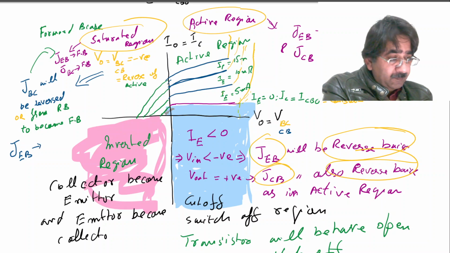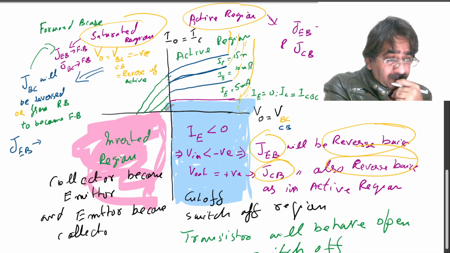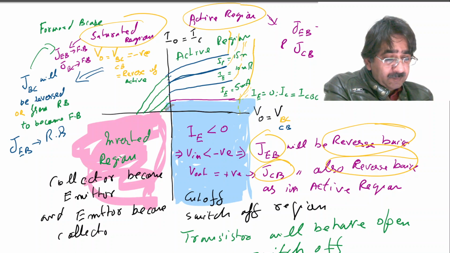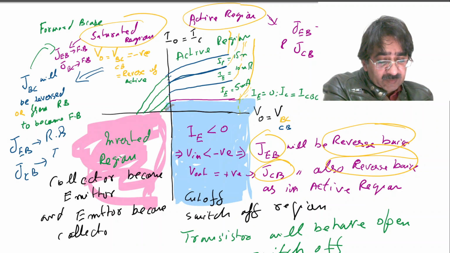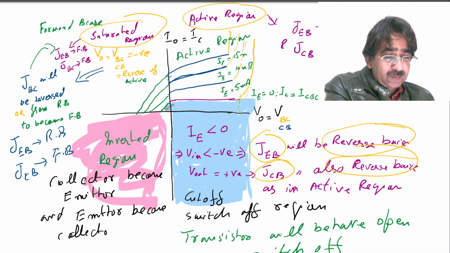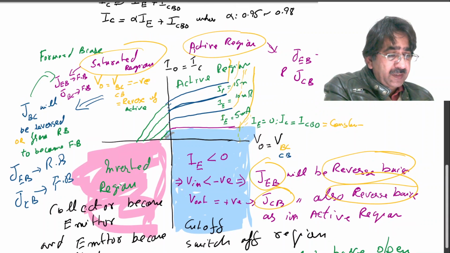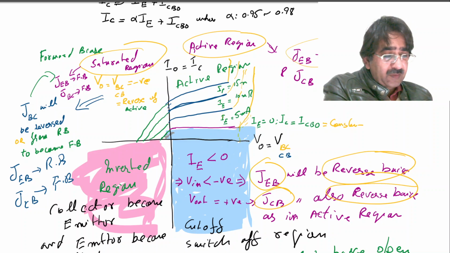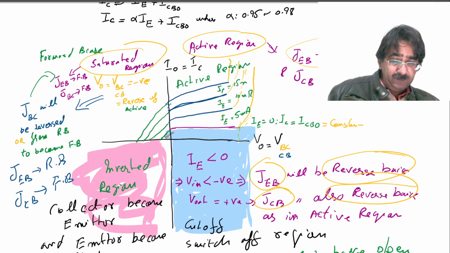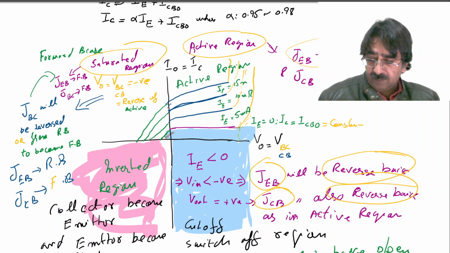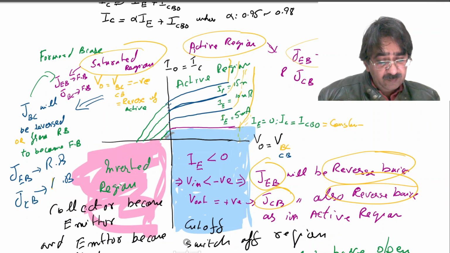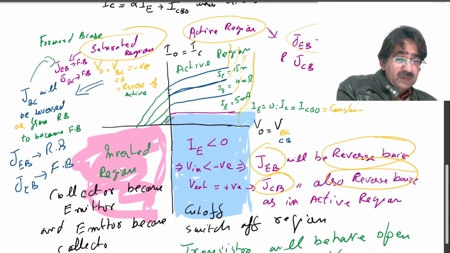JEB will be inverted. JEB will become reverse biased because that is negative, and JCB becomes forward biased. The forward bias will be converted into reverse bias, and the reverse bias will become forward bias. So these are the four regions.